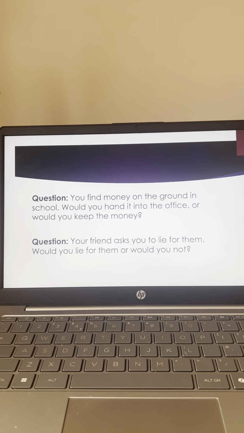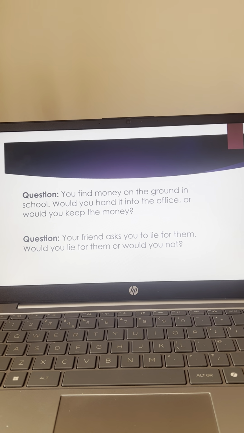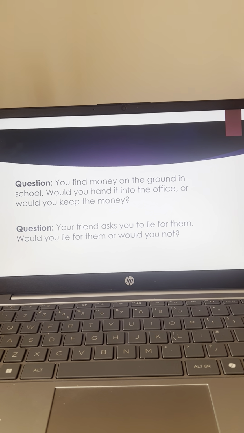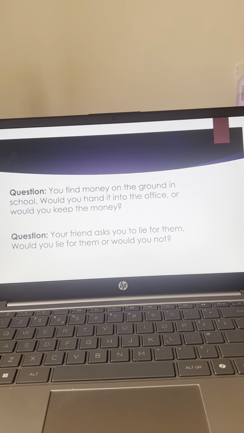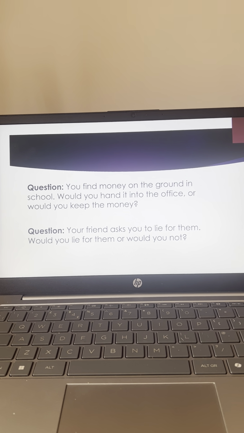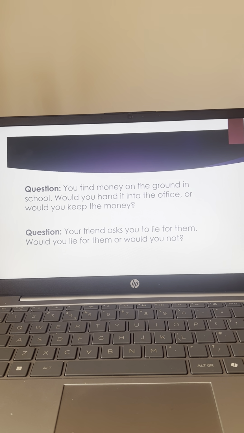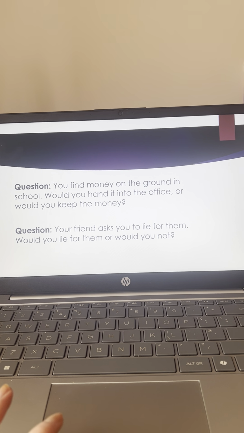Another question is, you find money on the ground in school, would you hand it into the office or would you keep the money? This is a very common thing to happen, and I just want you to think about what you would do in this scenario. And the next question is, your friend asks you to lie for them, would you lie for them or would you not?